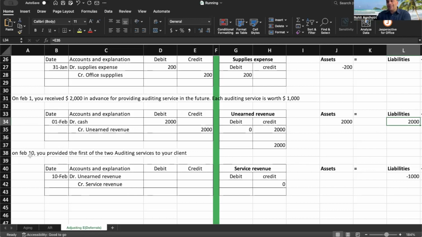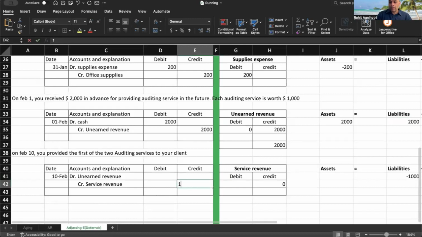Now the customer has realized that benefit because you provided that service. Now you can record your service revenue. So service revenue, credit $1,000. Remember, revenue increases your shareholders' equity, so credit.